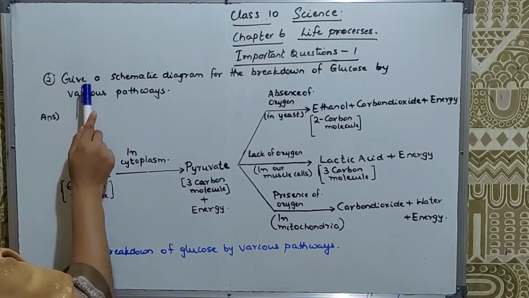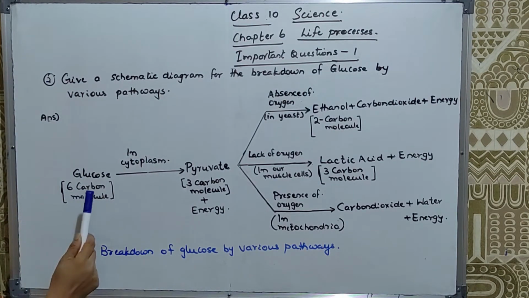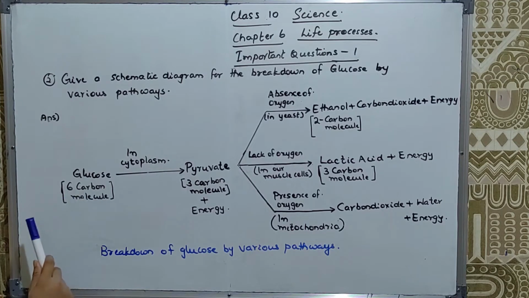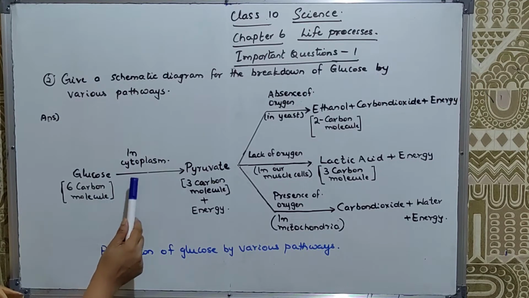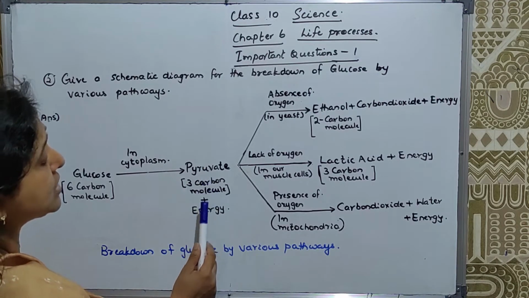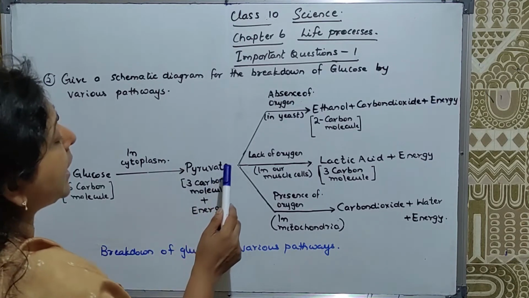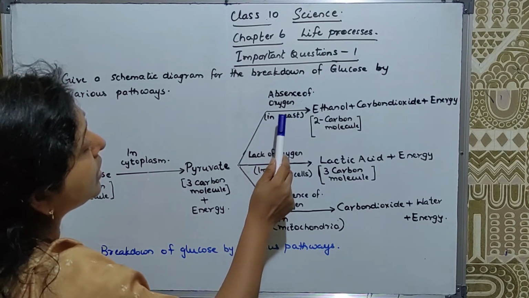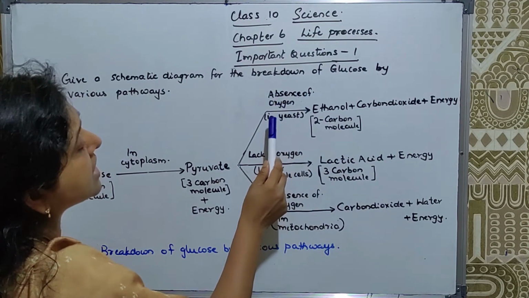Now question number 2, give a schematic diagram for the breakdown of glucose by various pathways. During the process of respiration, the breakdown of glucose will take place. Glucose is a 6-carbon molecule. In the cytoplasm, the 6-carbon molecule of glucose will be converted into pyruvate. So it will break into a 3-carbon molecule, and a small amount of energy will be released. And again, that pyruvate will be converted into ethanol, carbon dioxide and energy in the absence of oxygen in yeast.